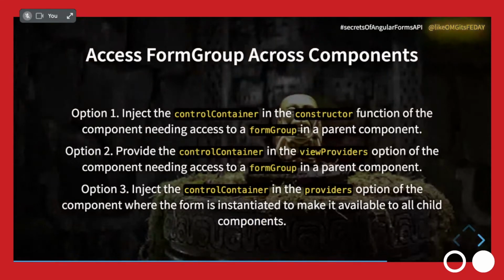And finally, to access form groups across components. So again, that example is our app address field where we wanted to reuse that. We can do this a couple different ways. Number one, in the example I showed, is we can inject the control container in the constructor function of our component and get access to our form group that way. We can also provide the control container in the view providers option of the component, and that'll allow our child component to automatically access the form group in the parent component. Or we can inject the control container in the providers option of the component, like the parent component where the form is, and that just automatically makes it available by default to all child components.